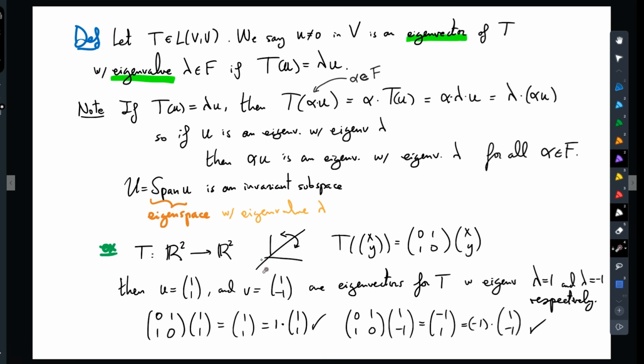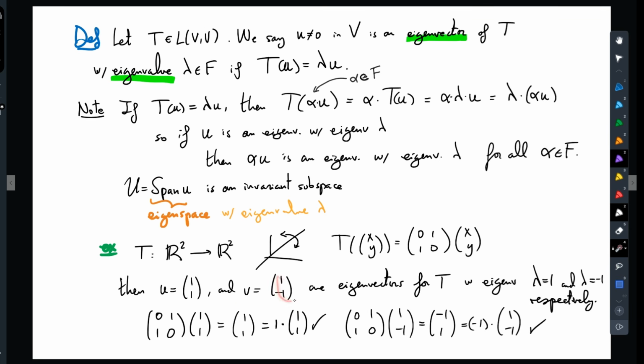Going back to our transformation from R2 to R2, which is the reflection about the line x equals y. Remember that this is the matrix form for the transformation in coordinates with respect to the canonical basis. But you see that the vector (1, 1) that we found was invariant under this transformation, is an eigenvector. I can see it right here. If I multiply the matrix by (1, 1), I get (1, 1). So this is 1 times (1, 1). So (1, 1) is an eigenvector with eigenvalue 1.